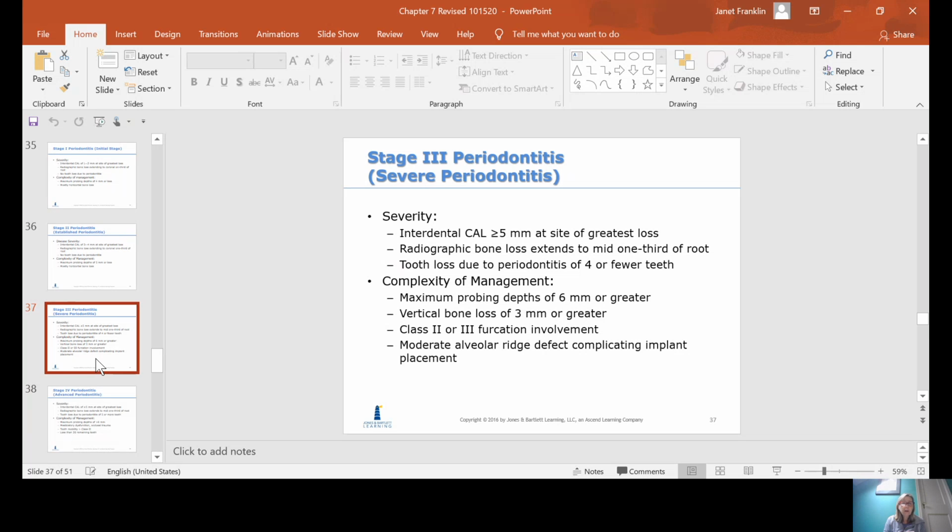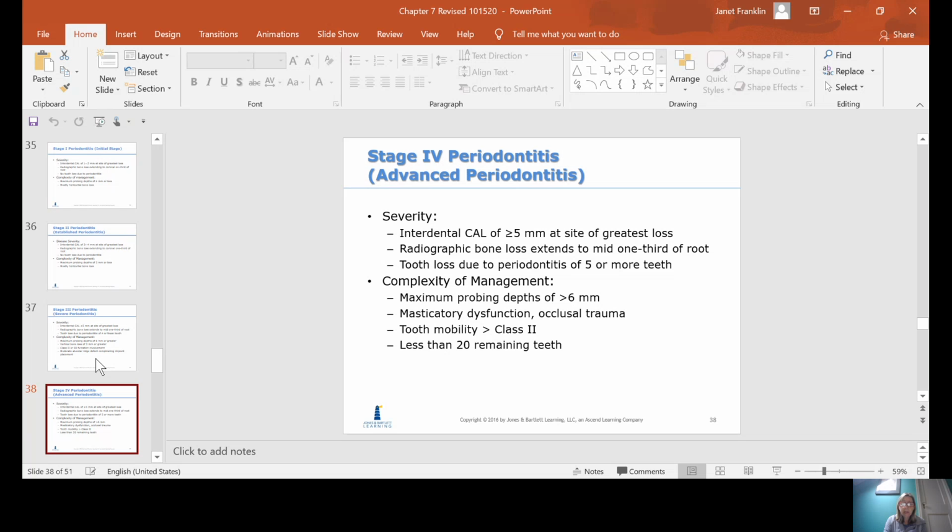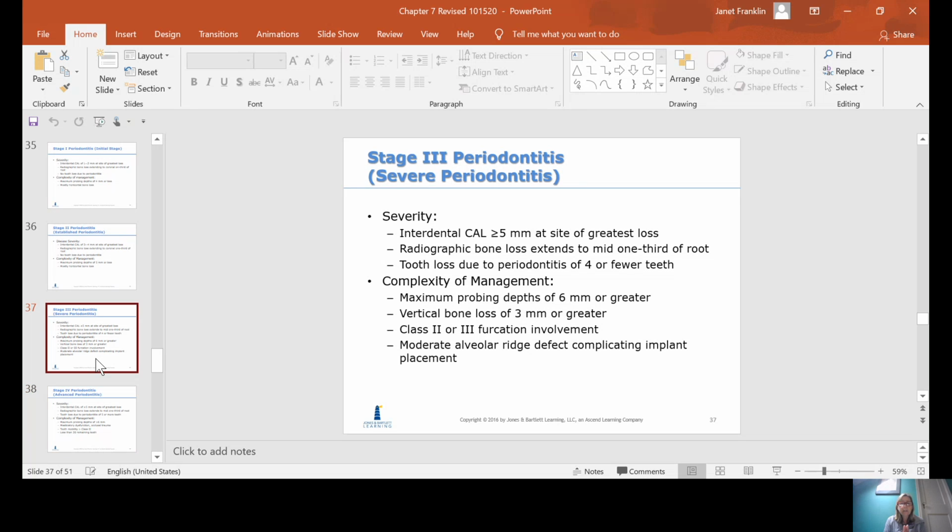And then stage 3 and stage 4 are both considered severe cases. They're difficult to manage. They have advanced bone loss. They can have previous tooth loss. They can have mobility, furcation involvement, clinical attachment loss, probing depths, all of those different things. So stage 3 and stage 4 are really only differentiated, or mainly differentiated, by their complexity of management. So they both have lots of clinical attachment loss, teeth missing, radiographic bone loss, but the complexity of management, how deep are the pockets? How much bone loss do they have? How many furcation defects do they have? What about drifting and things like that?